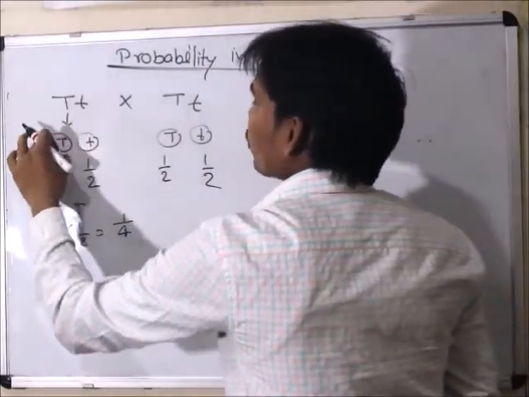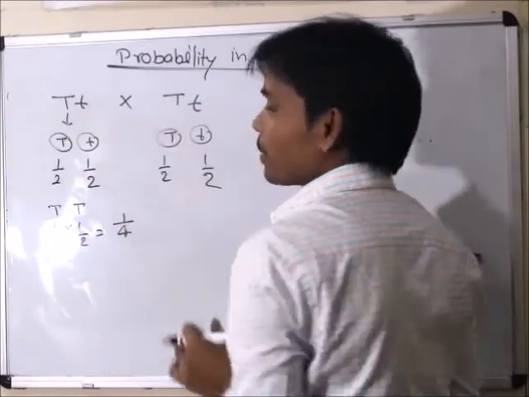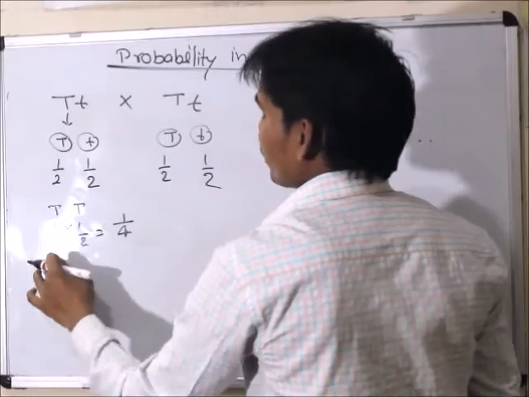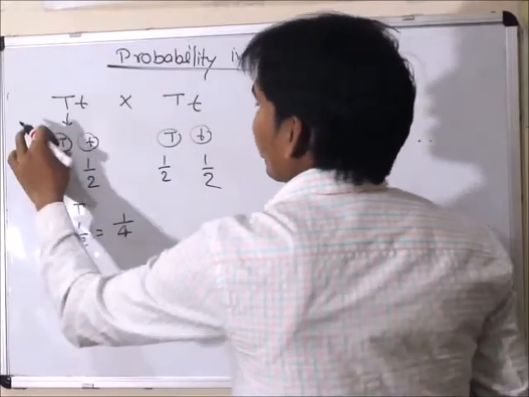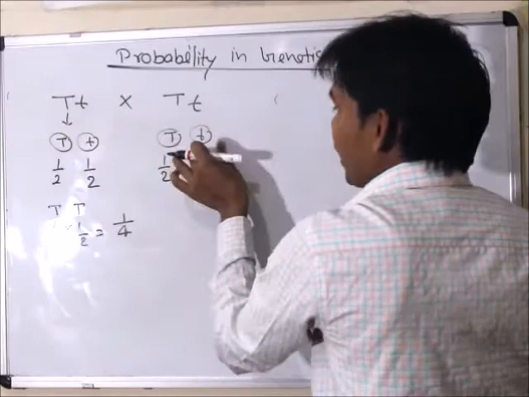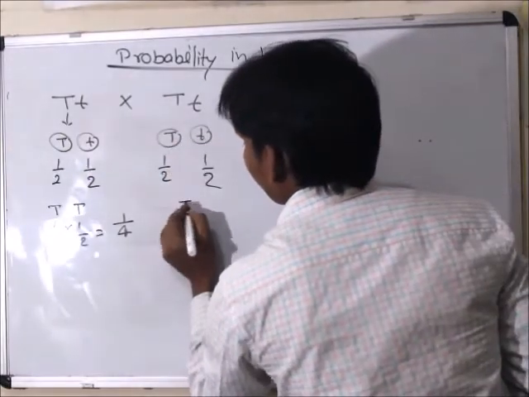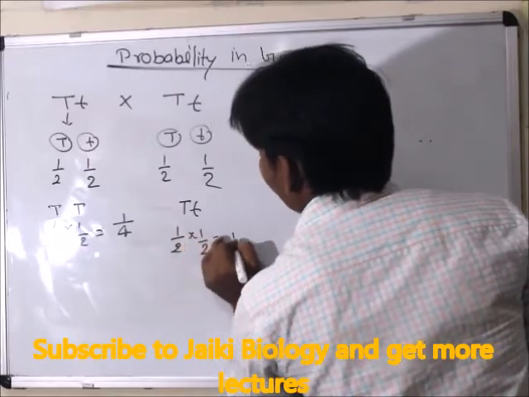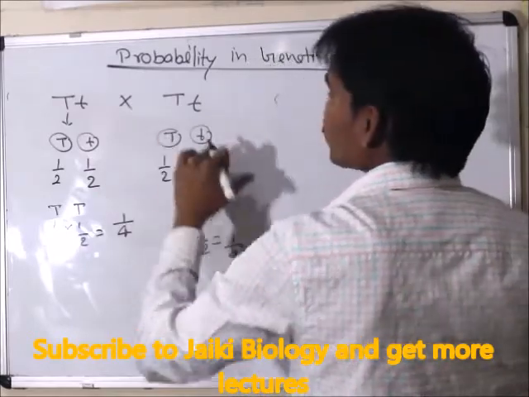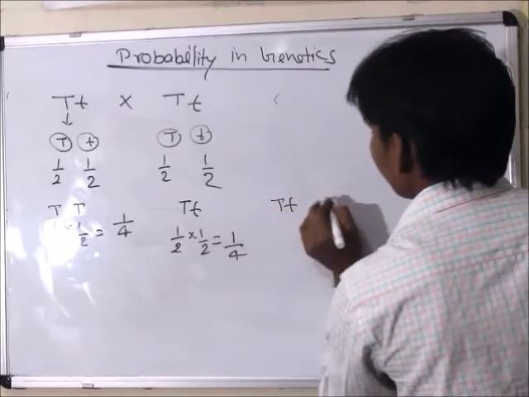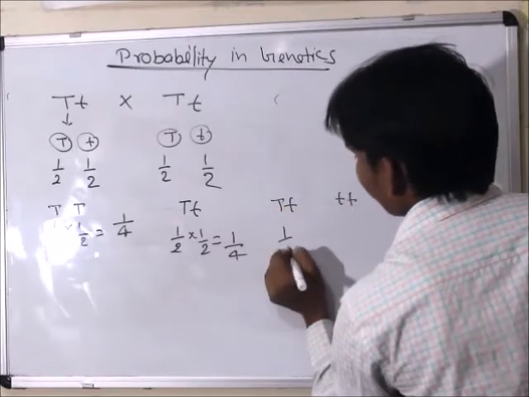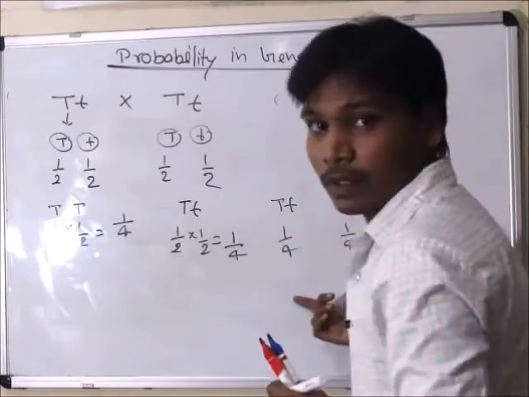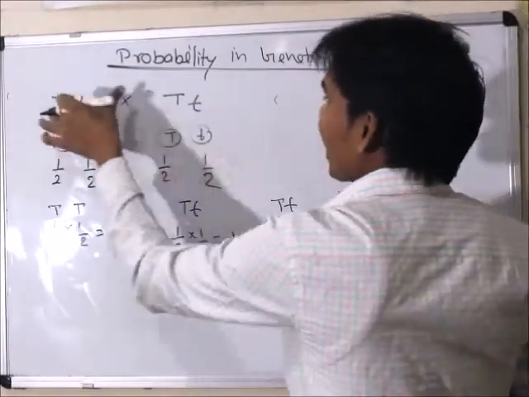What is the probability of capital T going with capital T? The word "and" is used, so the multiplication rule applies: 1 by 2 into 1 by 2 equals 1 by 4. And again capital T and small t equals 1 by 2 into 1 by 2, 1 by 4. And also small t with capital T is 1 by 4, and small t with small t is 1 by 4. In that way, we get the outcomes of the probability for the height of the plants.